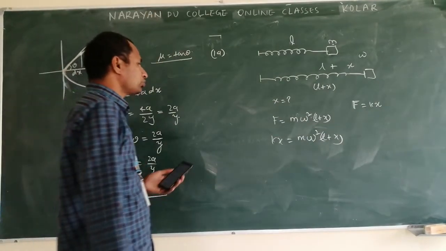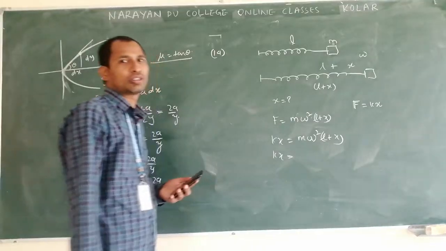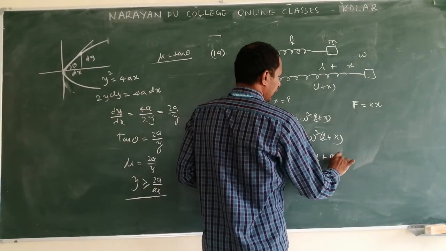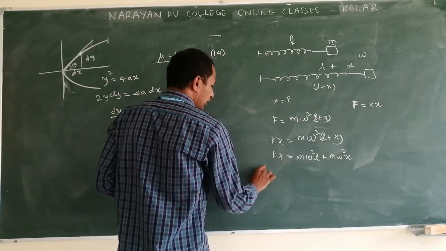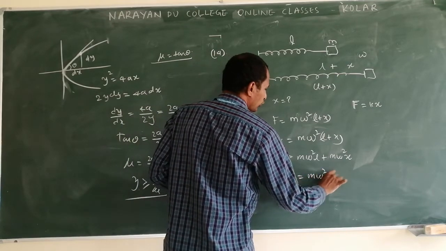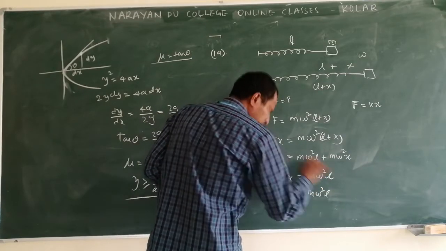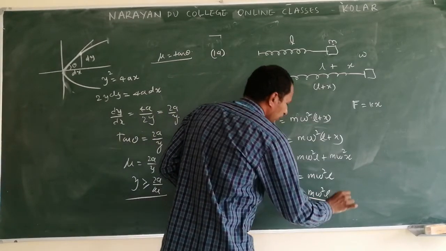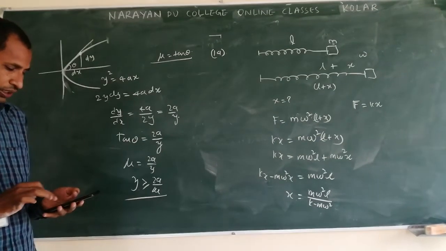Okay. So kx. Of course, this force is provided by the spring force. Clear? So m omega square L plus m omega square x. What are they asking? x they are asking. So this comes to this side: kx minus m omega square x is equal to m omega square L. You take x common, then x is equal to m omega square L by (k minus m omega square). Is there an option? Yeah, right.